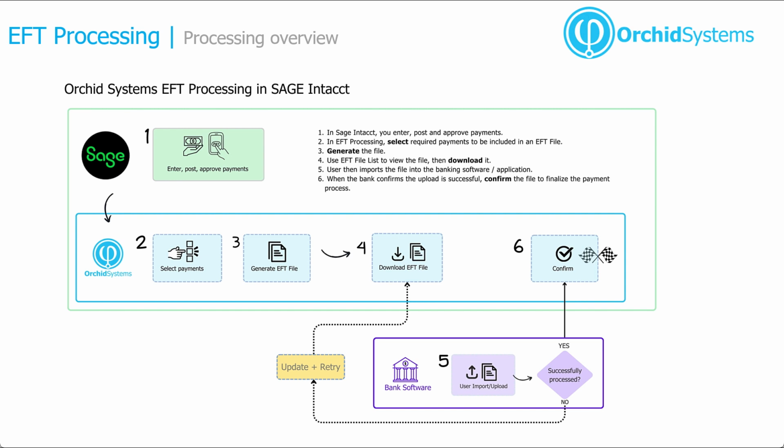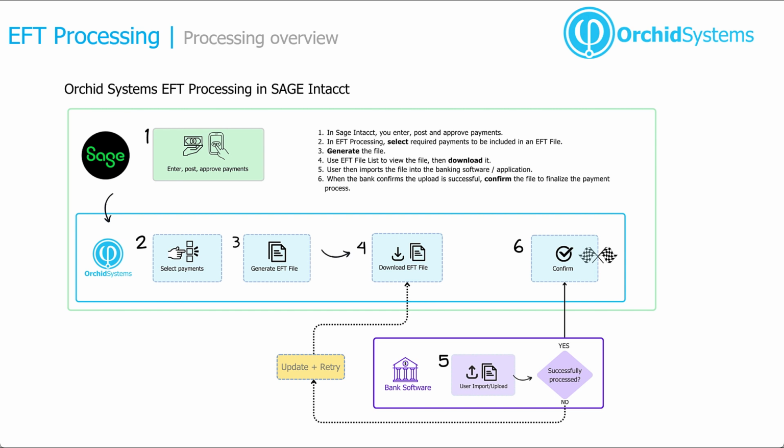Basically, a reminder that the process is you enter, post, and approve your payments in Sage Intacct. No changes with that. And then you go into the Orchid's EFT menu in Sage Intacct to select your payments, and that can be your AP payments, your AR payments, or your employee reimbursements payments. And we're going to show you examples of selecting and filtering to select the right payments. You can then generate a file, download it, and upload it to your banking software.